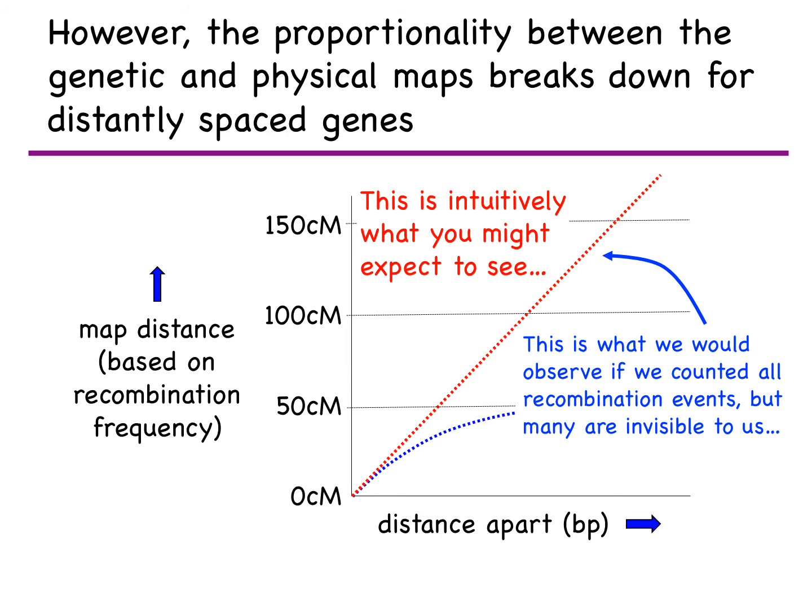The problem is many of these recombination events are invisible to us, because we're not looking at the chromosomes to see the recombination events. We're actually just looking at the progeny phenotypes to infer whether recombination has taken place. And because of that, many of the recombination events, we just don't see them.